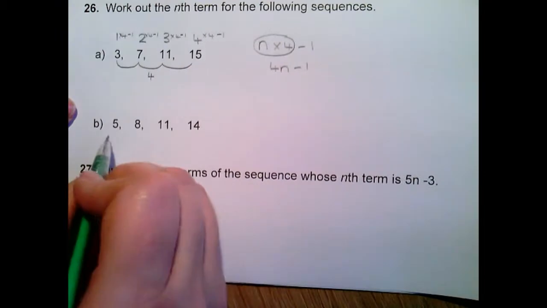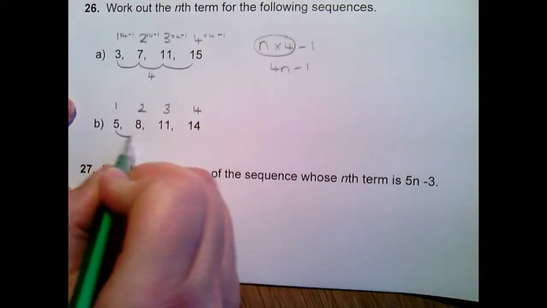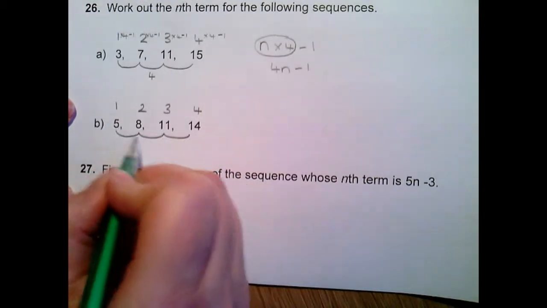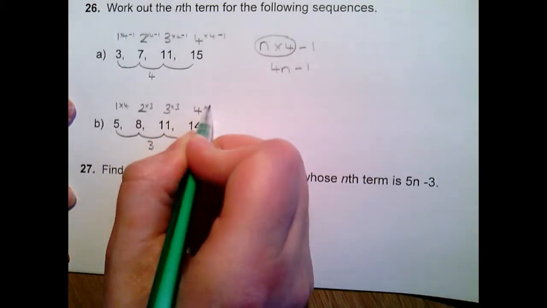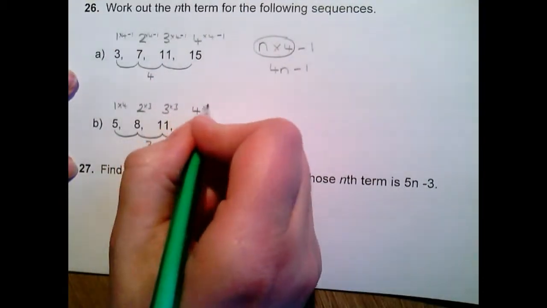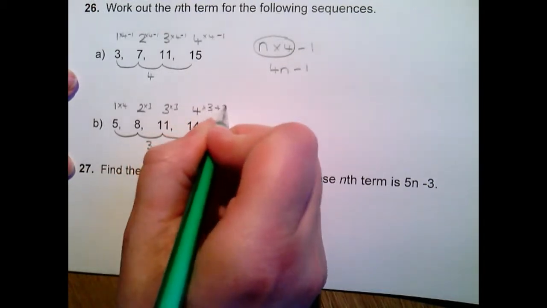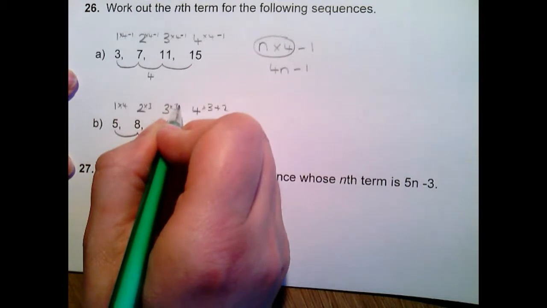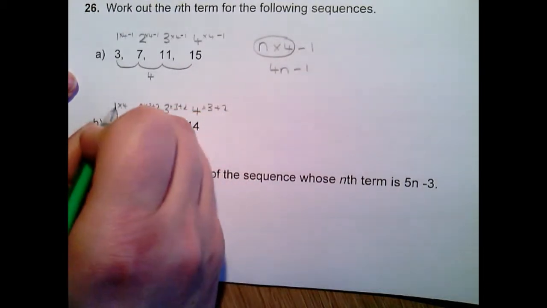So part B, the same kind of thing. Label them first, second, third, fourth. Look to see what you're going up in. This time you're going up in 3s, so that means times by 3. Pick any of them. So I'm just going to pick the last one there, the fourth one. So 4 times 3 is 12, and then plus 2 gets you 14. 3 3s are 9, yep, plus 2 gets you 11, it's working. 2 3s are 6, plus 2 gets you 8.